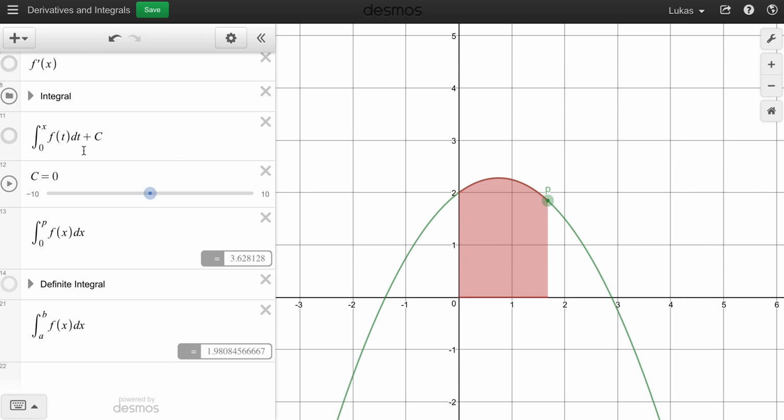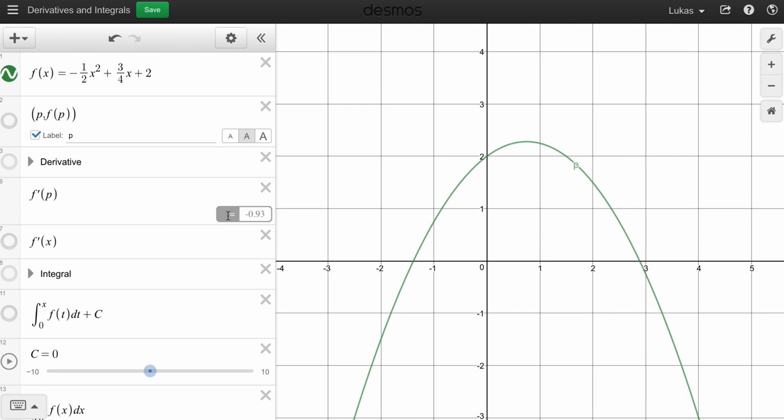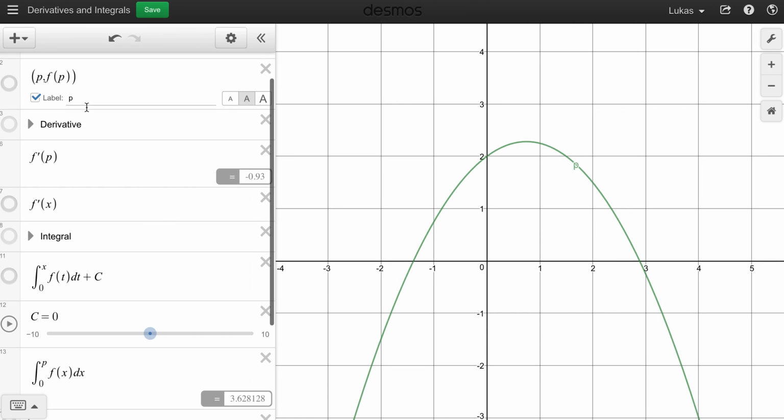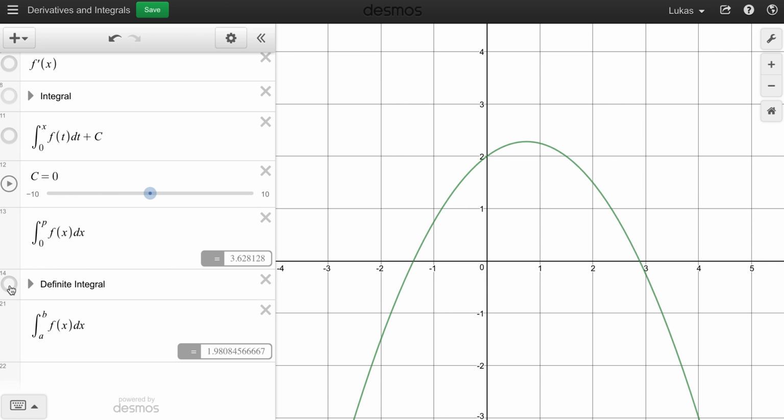So I'm just going to hide that integral there, and we're just going to actually forget about p. I'm going to hide p for a second. Okay, so let me turn off the label, I don't want p to be there at all. We have also what's called a definite integral. And what this is, it's just the area between two values.